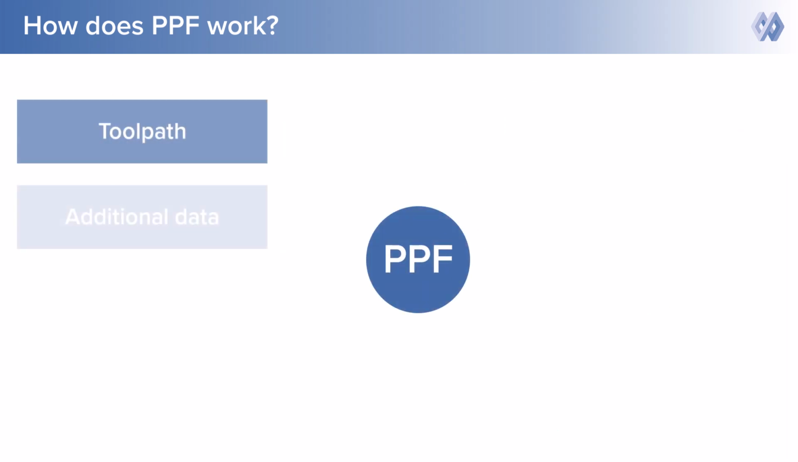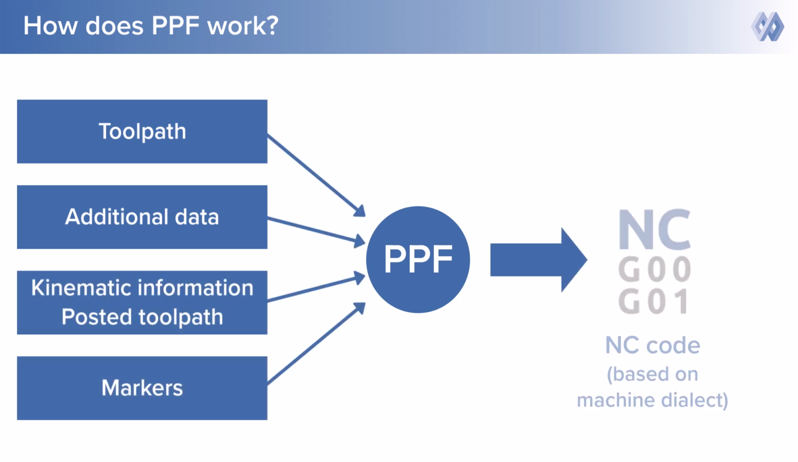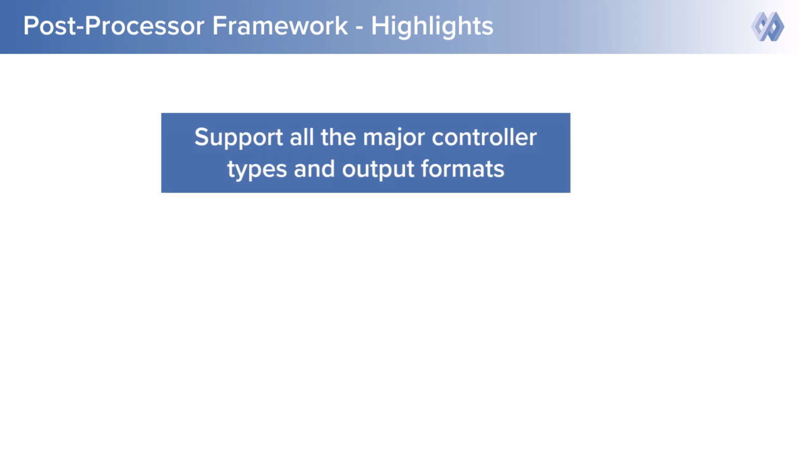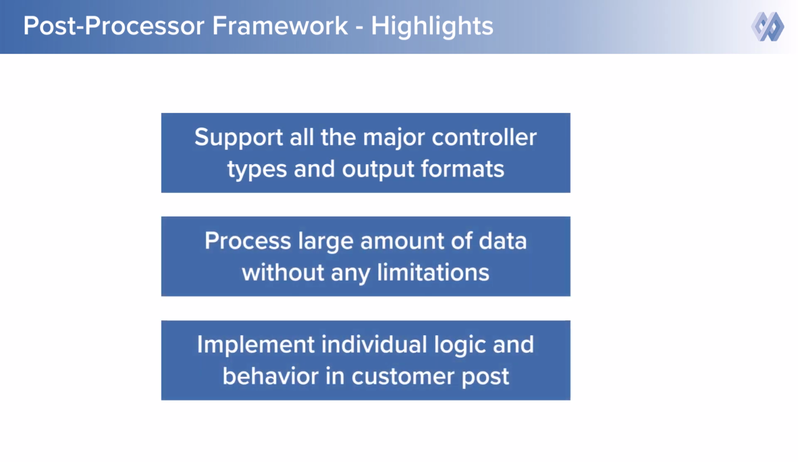Finally, PPF processes all the input information and generates the output. This output is based on machine and controller-specific languages like G-code and binary code, and structure, for example, main and subprograms as required. With PPF, ModuleWorks provides a range of features that make the job of manufacturers and post-developers easier and more efficient.